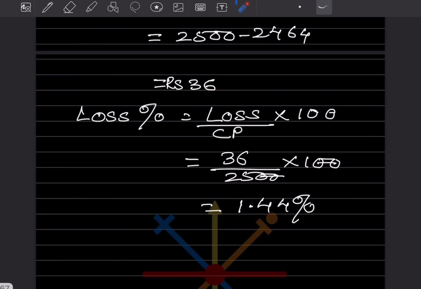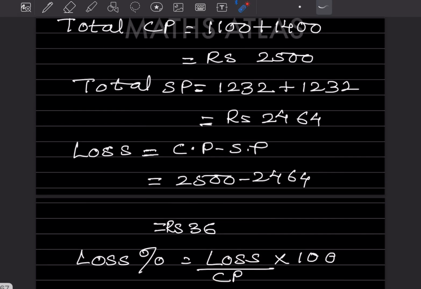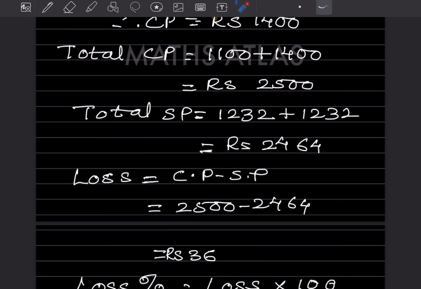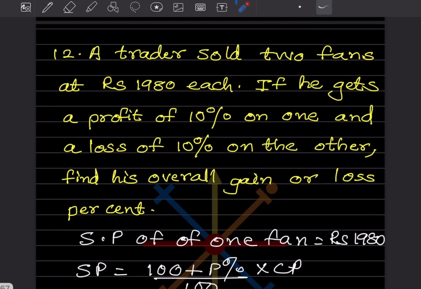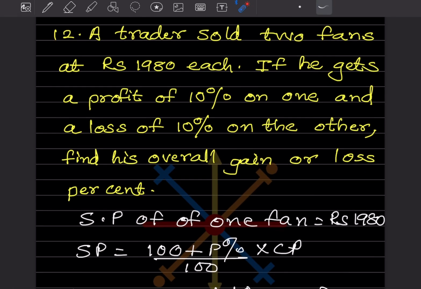So loss percentage is loss divided by CP into 100. Loss is 36. Cost price is given as 2500, into 100. After simplifying this, you get 1.44%. A trader sold two fans at rupees 1980 each. If he gets a profit of 10% on one and a loss of 10% on the other, find his overall gain or loss percentage.